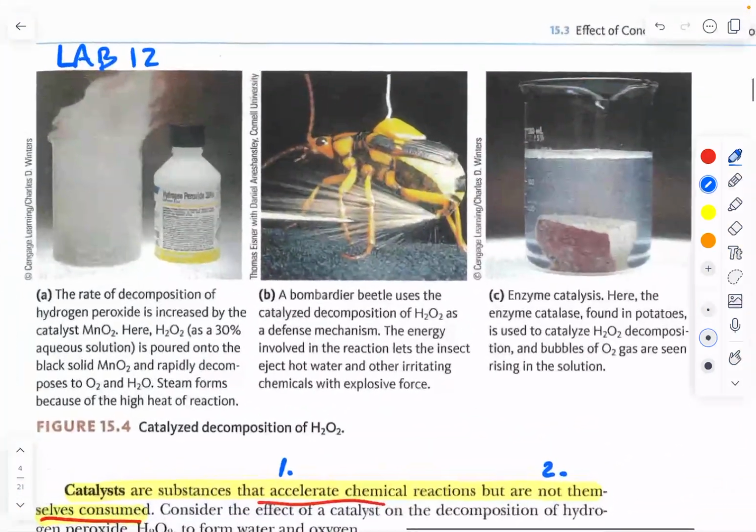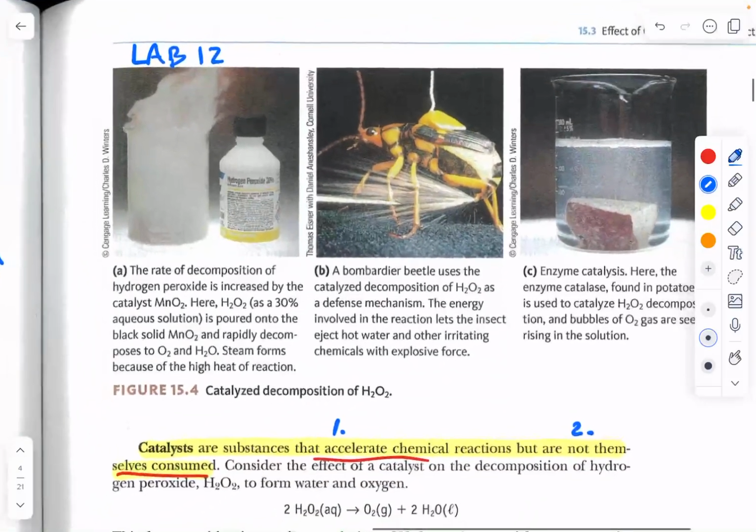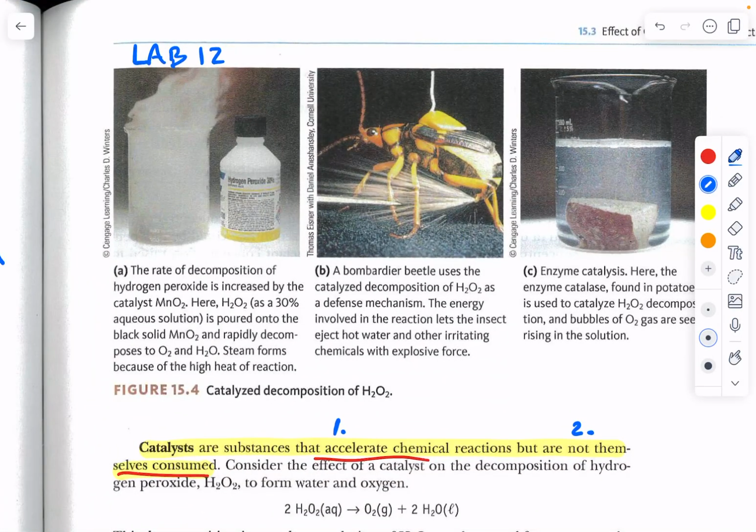Now we're going to pause here for a little bit because there's a lot to learn. First of all, another way to speed up a chemical reaction is by adding a catalyst. And if you get asked this on a test, and that's a strong likelihood, you should have two parts to your answer to the question, what is a catalyst?